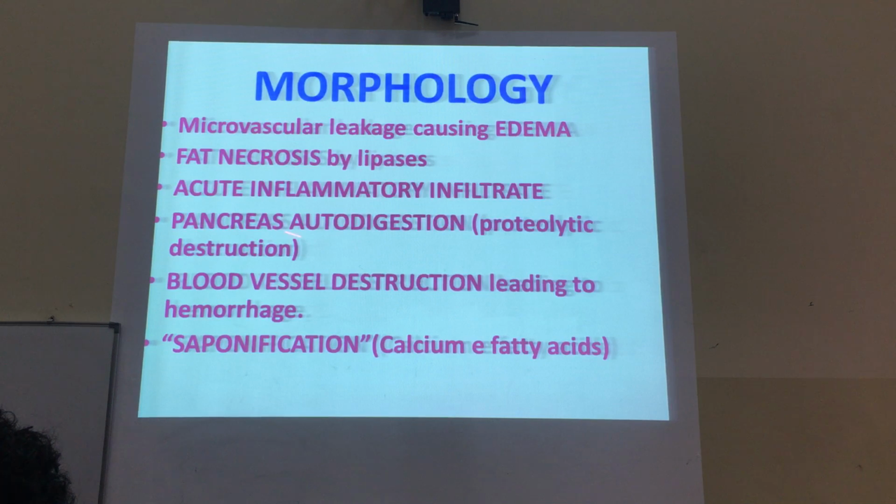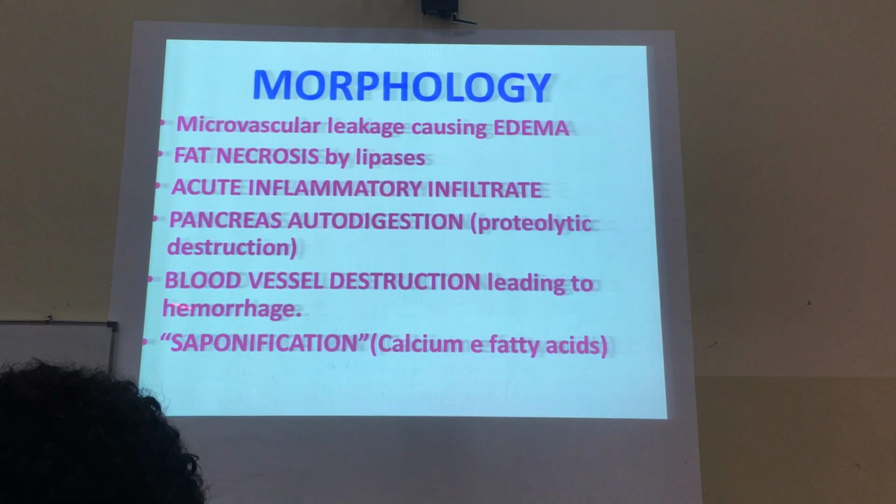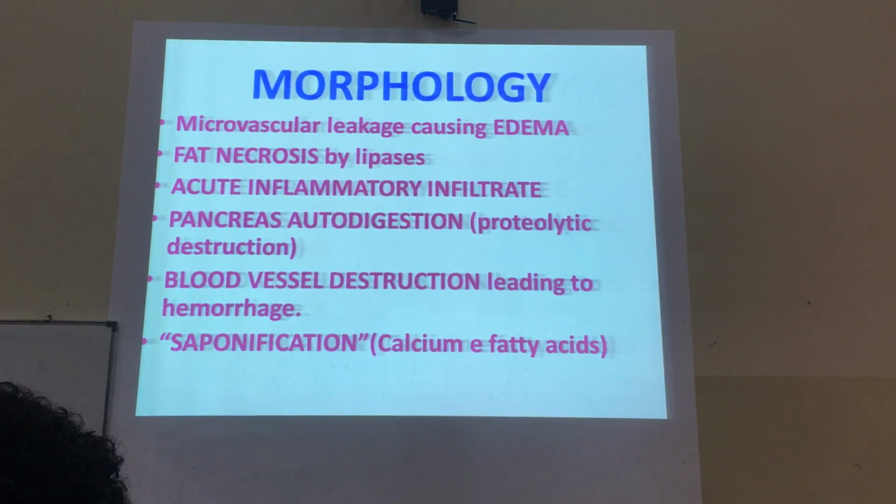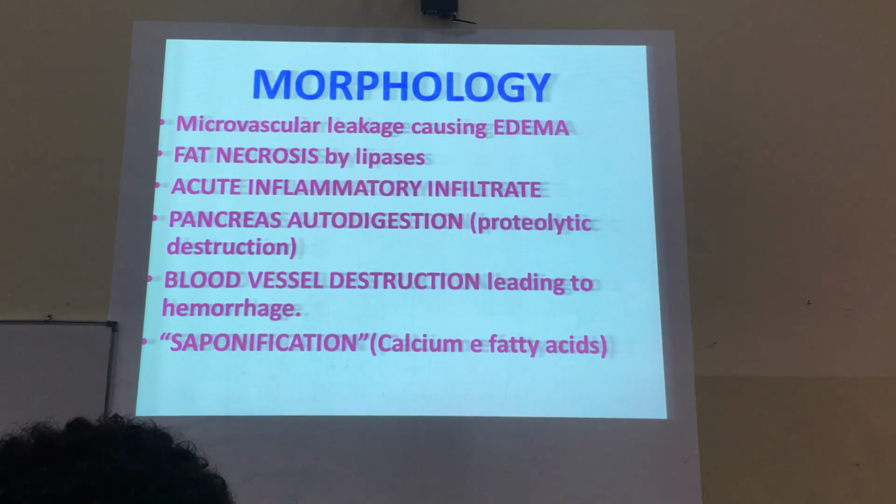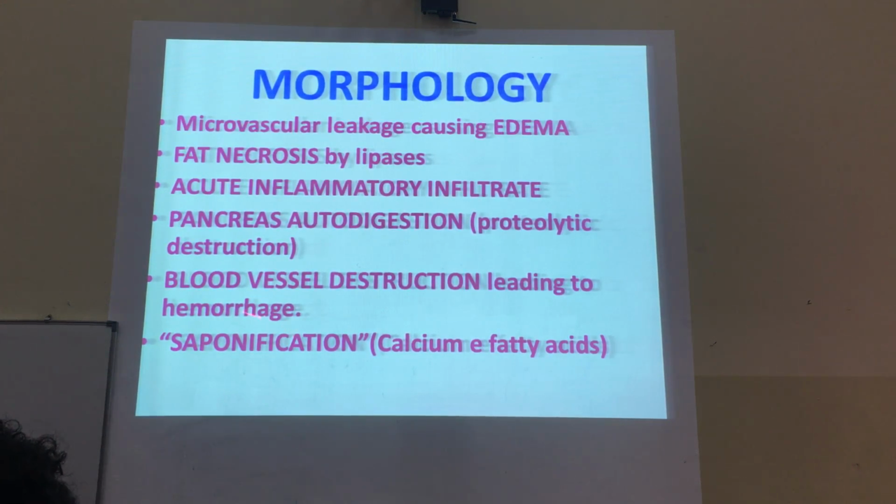So there is pancreatic autodigestion by proteolytic destruction. The blood vessel destruction leads to hemorrhage. Sometimes the blood vessels, their proteins, are digested by these amylases, lipases, DNases. So there is leakage or hemorrhage of the blood into the surrounding area. So you will see a lot of hemorrhage in the epigastrium region.